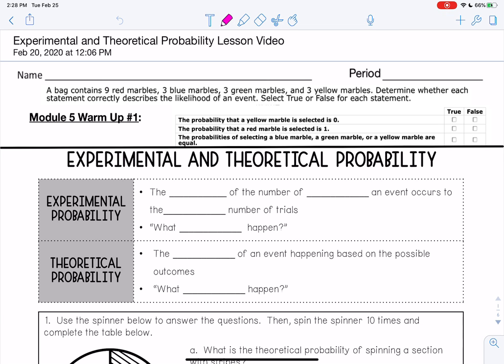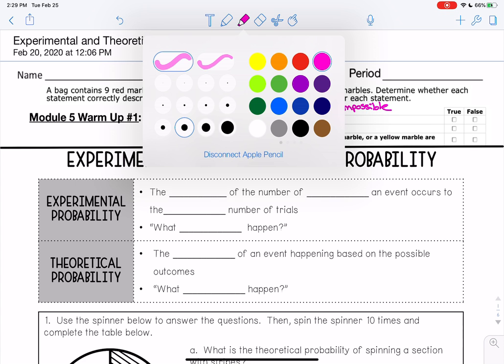So statement number 1 says the probability that a yellow marble is selected is 0. So what we need to remember is that in statistics, probability is ranked from 0 to 1, 0 being impossible, and 1 being 100% certain. So the probability that a yellow marble is selected is 0 means they're asking, is it true or false that getting a yellow marble is impossible? So, is it impossible? No.